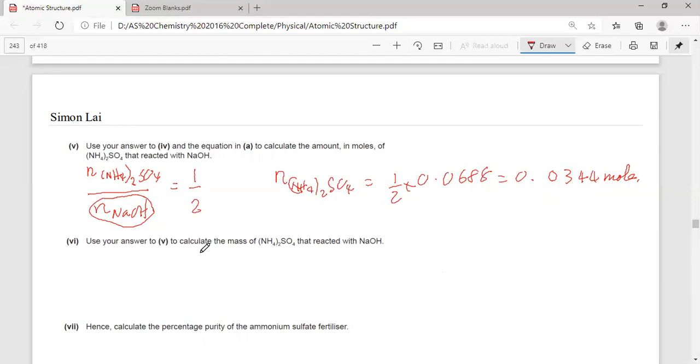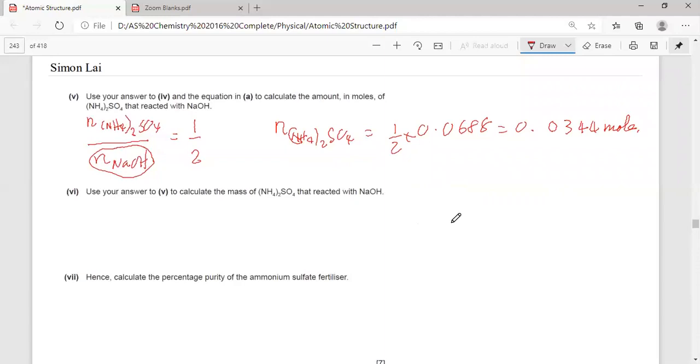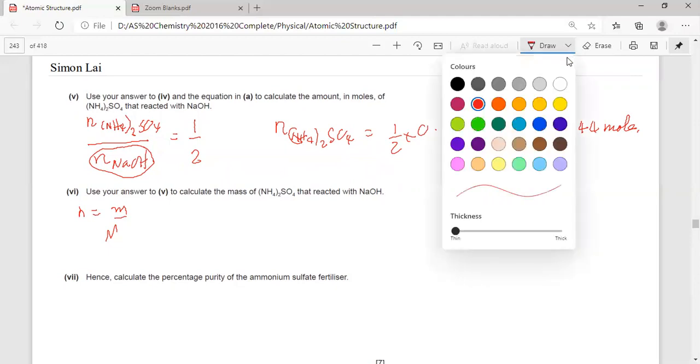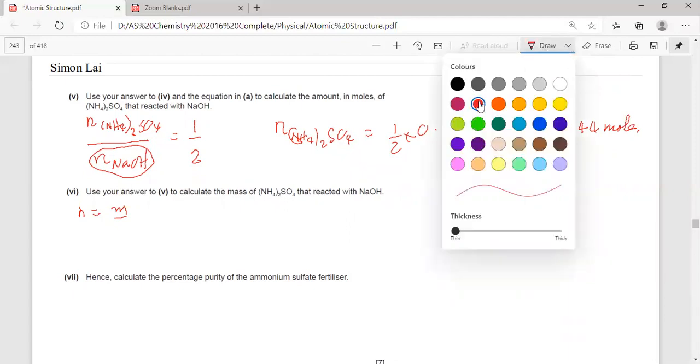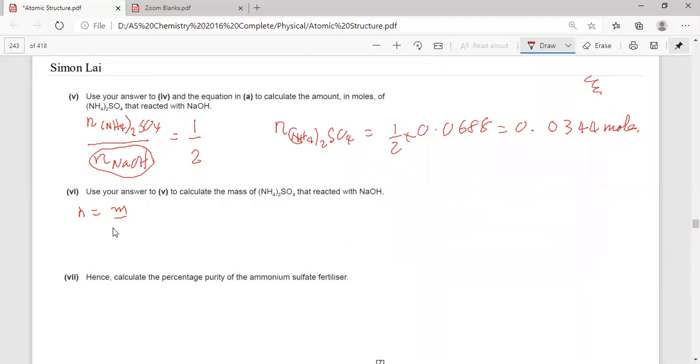Use the answer in 5 to calculate the mass of ammonium sulfate reacted. So very simple, number of moles equals mass over Mr, you know. So what's the Mr of this whole thing? Okay, let's do it again. Mr here. All right, so mass is equal to n times Mr. So how many moles is it? 0.0344 times what's the Mr of this one here?